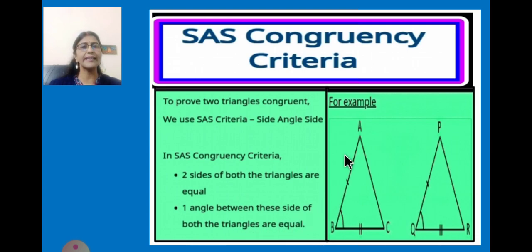So here you can see two sides of both the triangles. You can see here this side is equal to this side of the second triangle. And here you can see this is also another side which is equal to this side. And the angle is in between these two sides. Here also you can see this angle, that means angle B is equal to angle Q. These two are equal. So it will be congruent by SAS congruency rule. The angle should be in between these two sides.